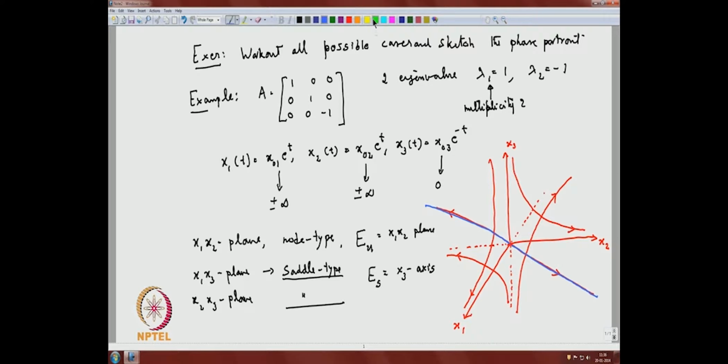Okay. So let me put a different color also for this. So you have that, you see. So that is a complete picture about that plane. This is what the phase portrait will look like, with the graphs and curves given on the respective projected planes x1, x2, x2, x3 and x1, x3. Okay. So you will have all that kind of picture. So if you start arbitrarily, it will move accordingly.